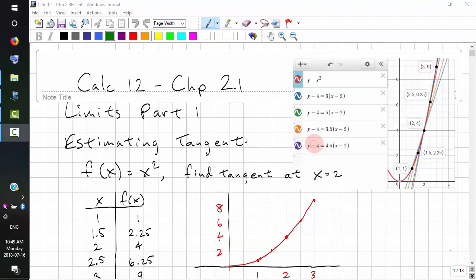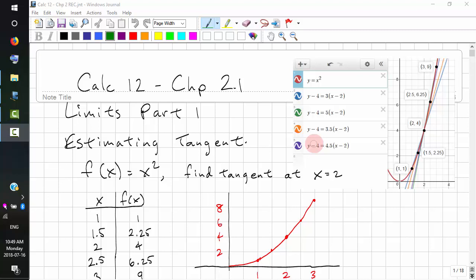Hi, this is Calculus 12, Chapter 2.1. In Chapter 2, we'll be covering limits, and some of what we're going to do is contrived, but really we need to use limits to prove derivatives and integrals. Okay, so here we have a curve, and we want to be able to estimate tangents. And we're going to estimate tangents with secant lines.